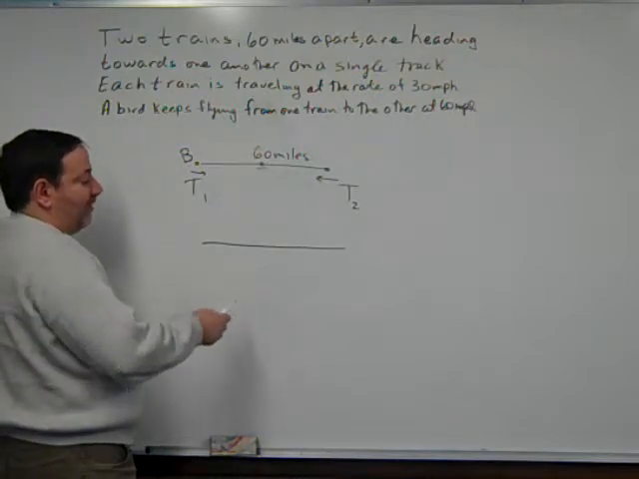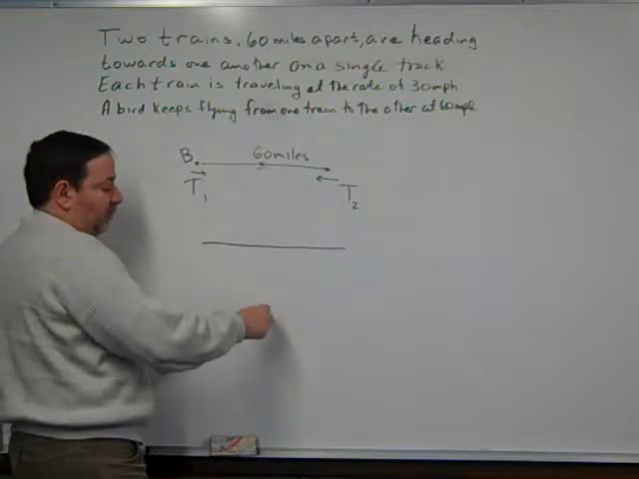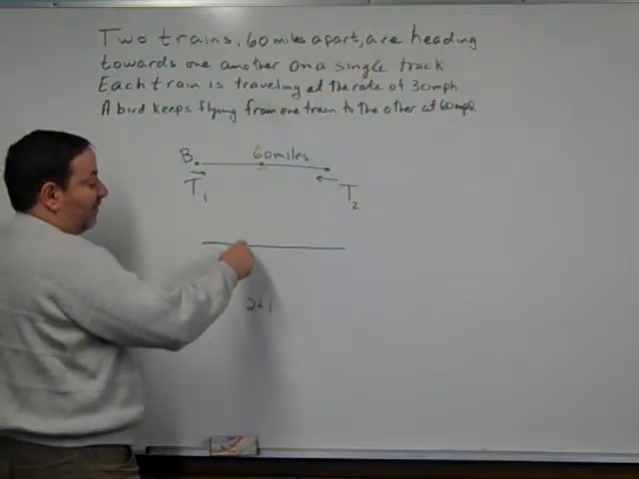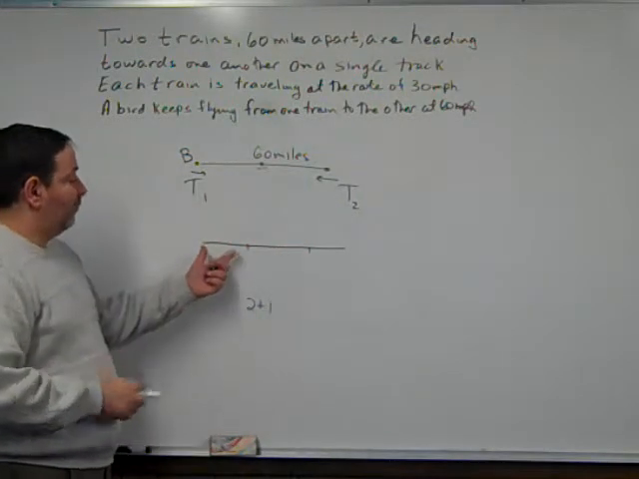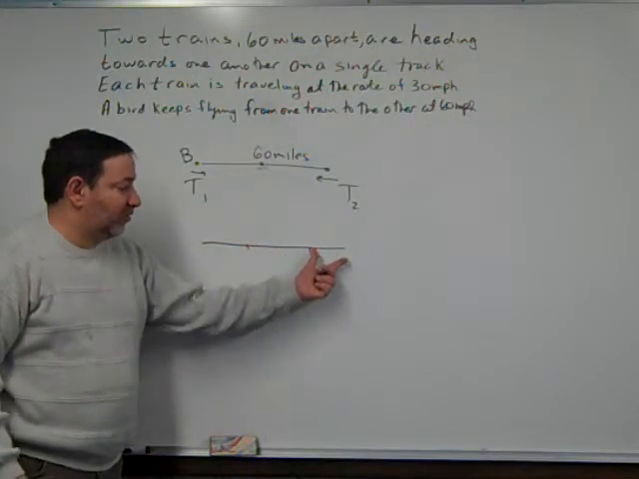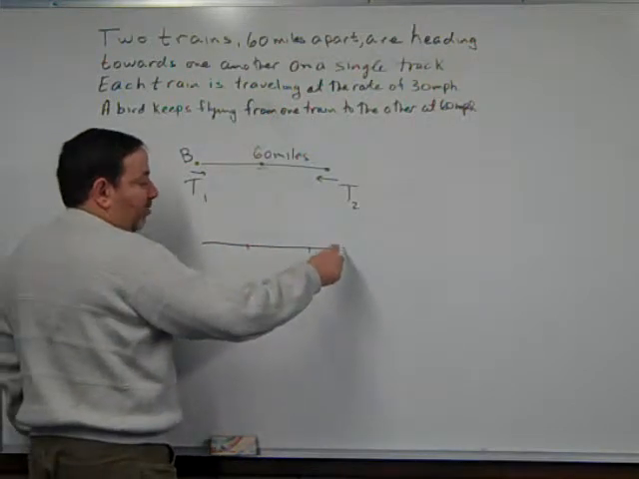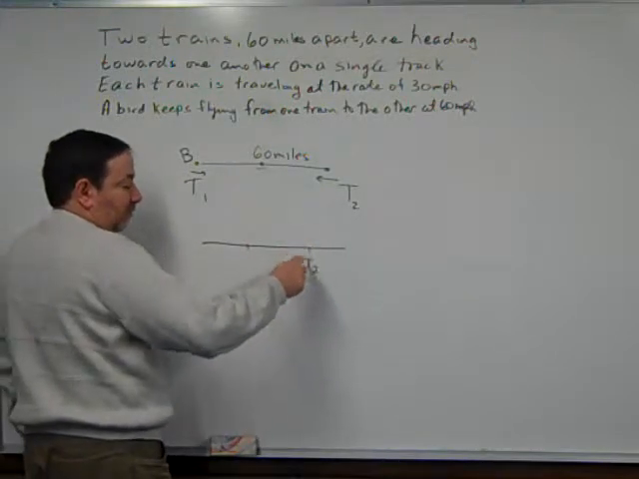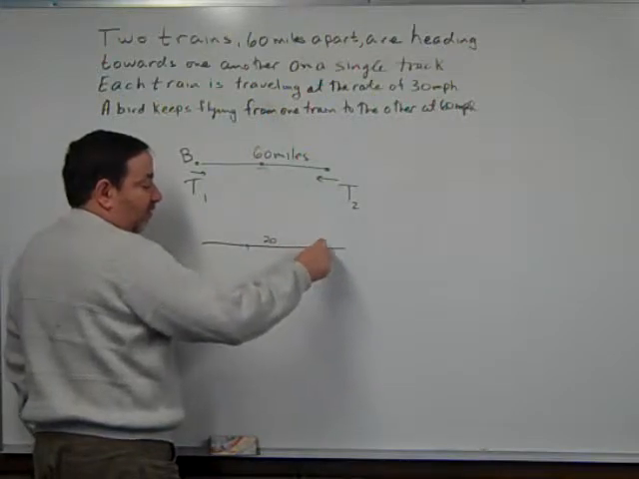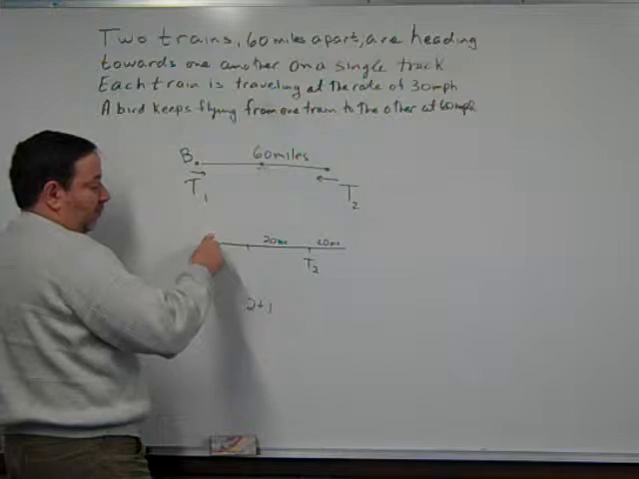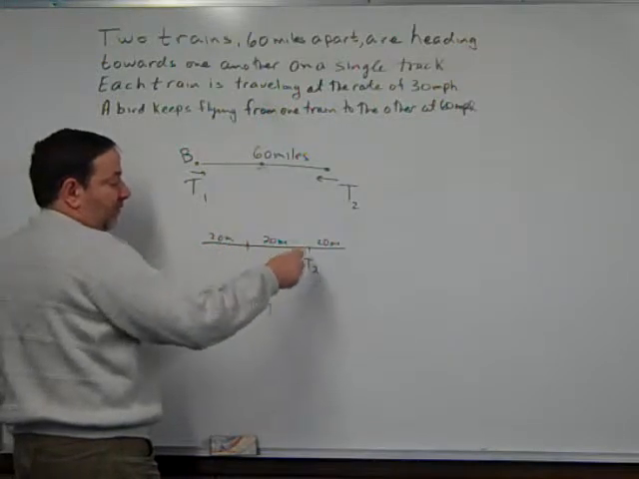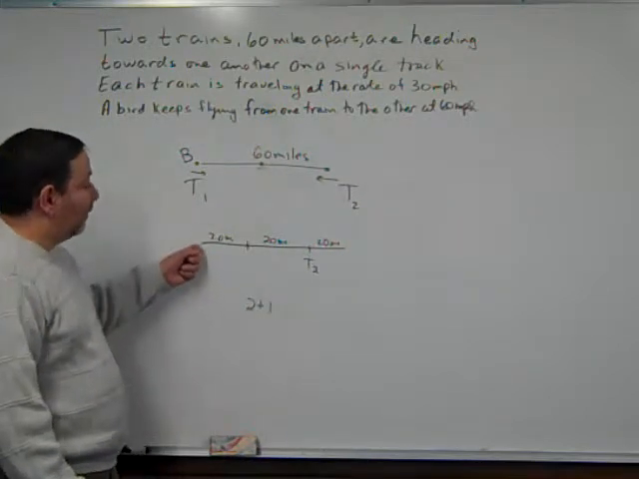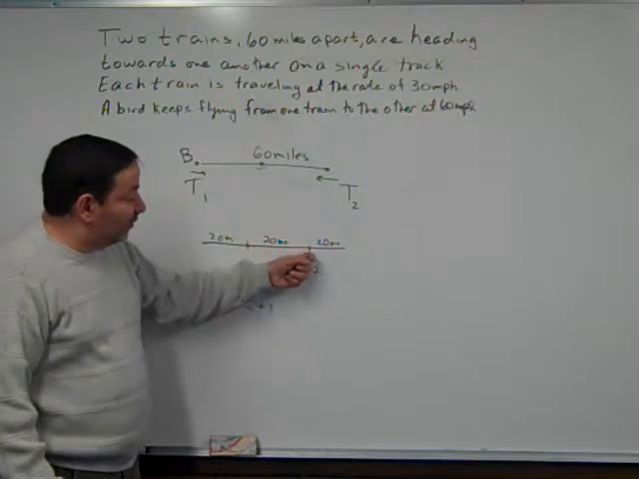Since the bird goes twice as far as the train, 2 plus 1 is 3. I'm going to divide this 60 miles into 3 equal parts: 20 miles, 20 miles, 20 miles. Train 2, let's suppose, goes 20 miles. Each of these is 20 miles. Train 2 goes 20 miles, and the bird goes twice as far. The bird goes 40 miles.